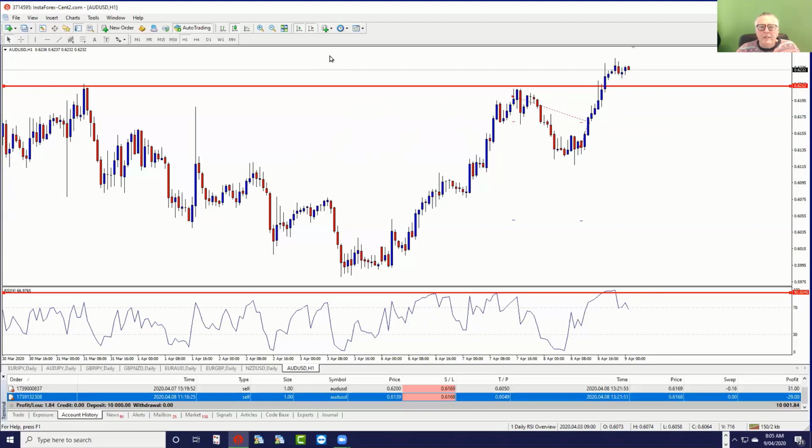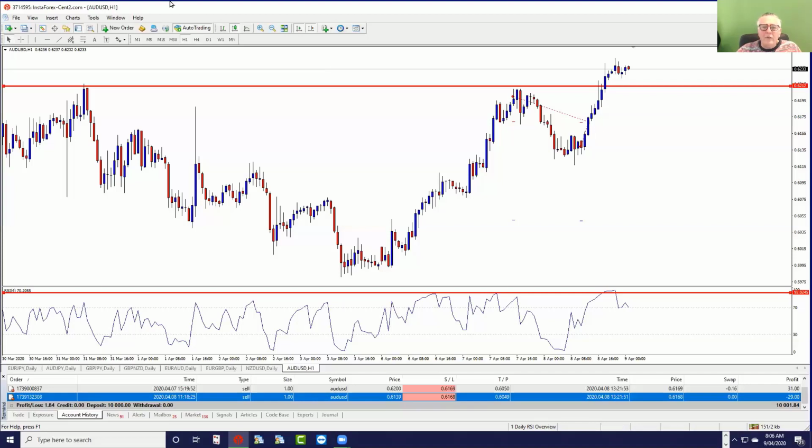Now, that's what I call invisible support and resistance. It's not a well-known technical term, but invisible support and resistance is calculated support and resistance. In other words, pivot points are invisible because they're calculated. Fibonacci is invisible because it's calculated support and resistance points, and that kind of thing.